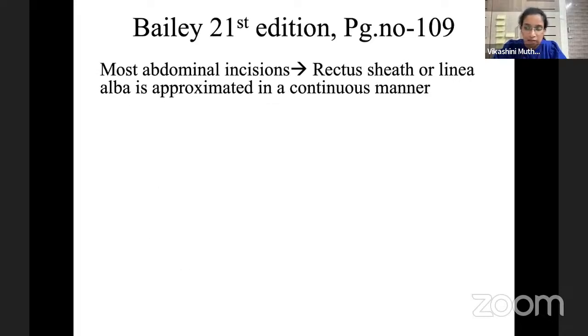See, the practice of abdominal closure varies from hospital to hospital, and there is still a lot of controversy existing. But most abdominal incisions aim at closing or approximating the rectus sheath or the linea alba in a continuous manner. Now let us discuss some comparisons that have been done, like layered closure versus mass closure.